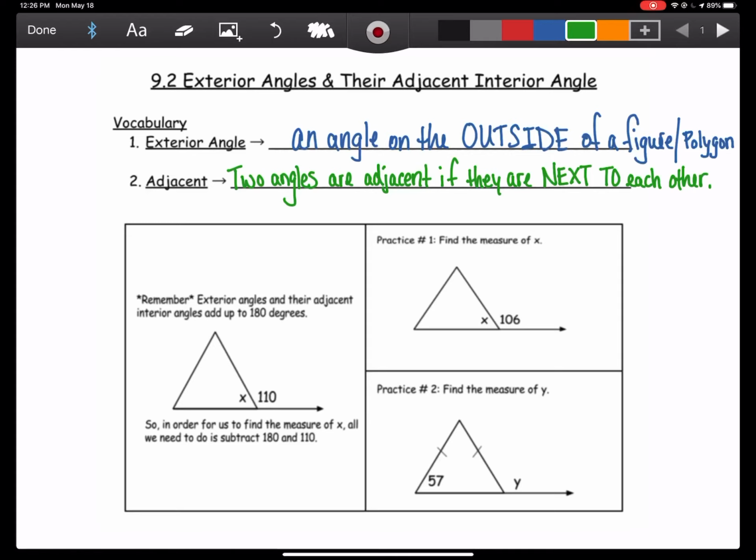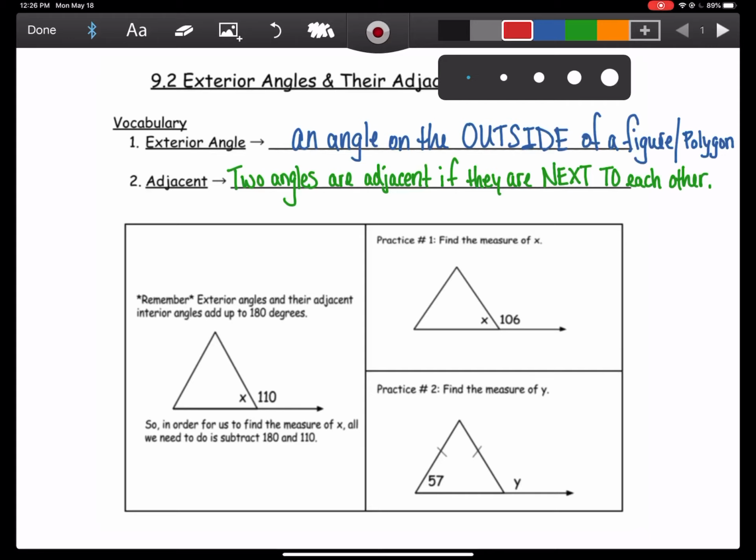I'm going to try and stick with the blue and the green whenever I'm referring to exterior angles. I'm going to use the blue color, and when I'm referring to the adjacent angles, I'm going to use the green color. All right. So let's jump down to the bottom image.